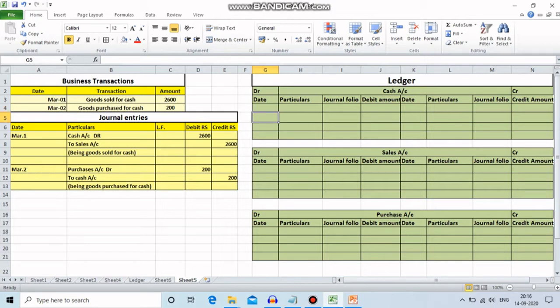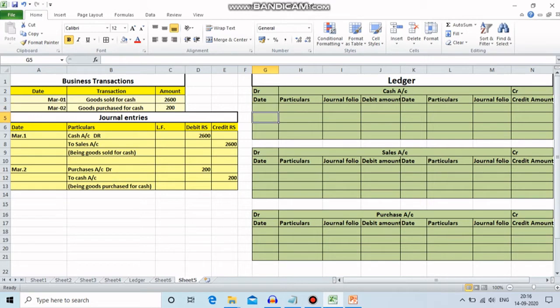Before preparing the ledger, we have to identify the number of accounts that are there in the journal entries and prepare a separate ledger for each account. As per the rule, whichever account is debited in the journal entry, that should be credited in the ledger, and whichever account is credited in the journal entry, that should be debited in the ledger.